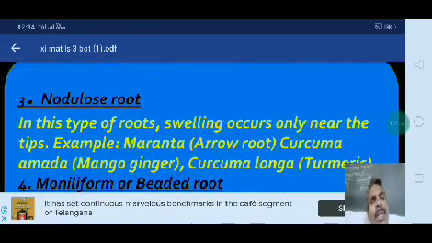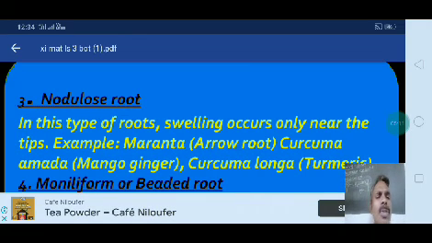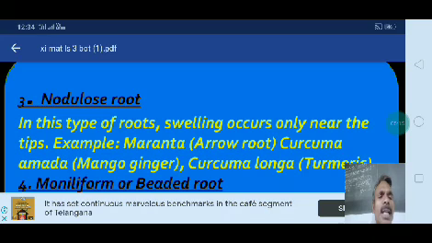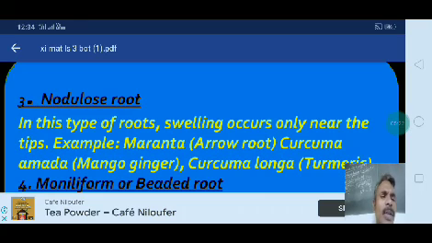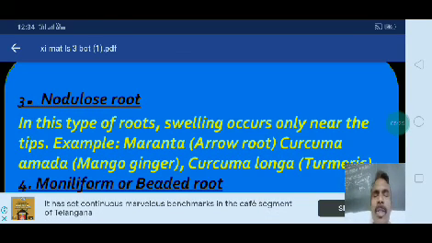Then nodulose root. In this type, root swelling occurs only near the tips. Examples: maranta, arrowroot, curcuma, mango ginger, turmeric. These come under nodulose roots. Some bits like sutures will be present.